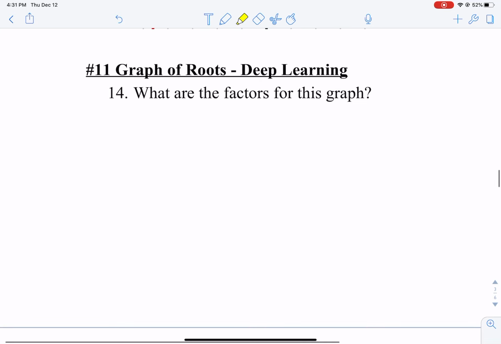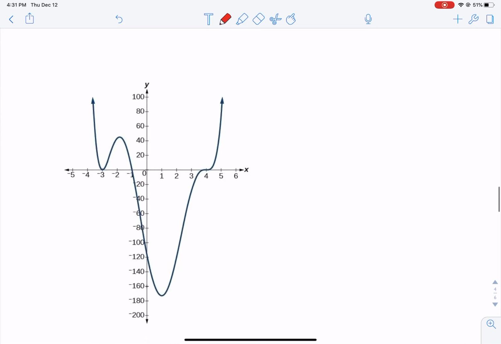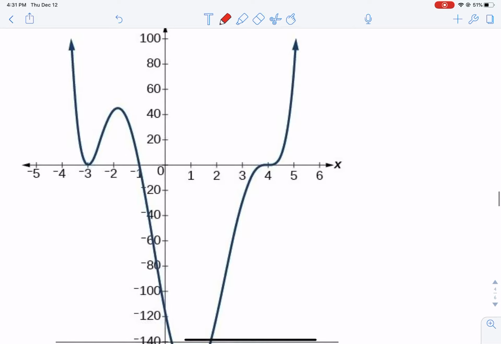Moving on. 11, deep learning. What are the factors for this graph? So factors off of the graph. So this is what I was going over last time. This is a double root, this is a single root, this is a triple root. So the factor here would be the opposite of -3, so it's going to be x plus 3, but it's a double root, so squared.